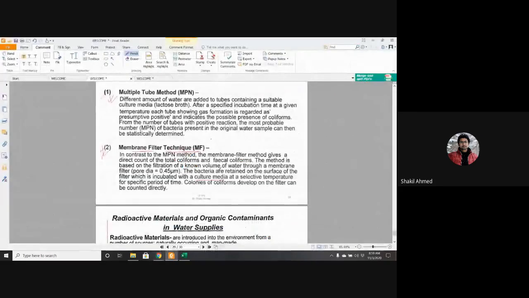So anyway, this is culture, okay? At a selective temperature for a specified period of time, colonies of coliforms developed on the filter can be counted directly.